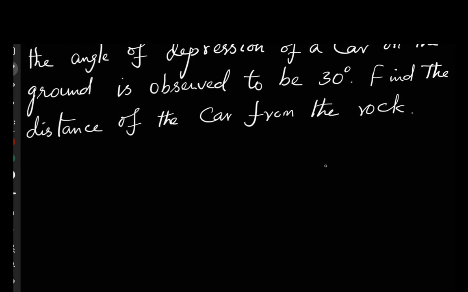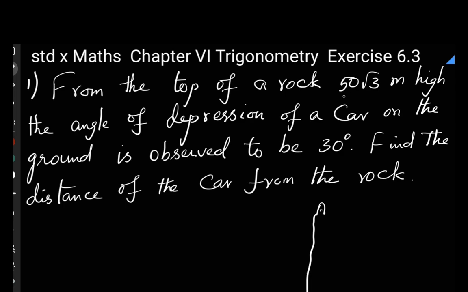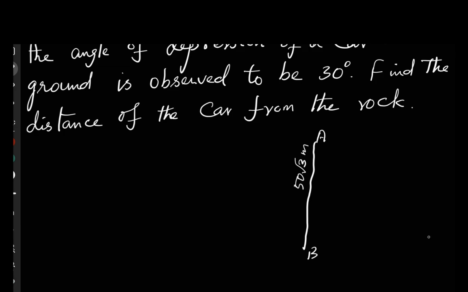Let me take the rock as a line here, AB. Its height is given as 50√3 meter. So the car is somewhere, some distance from this rock. Let me take that position as C.